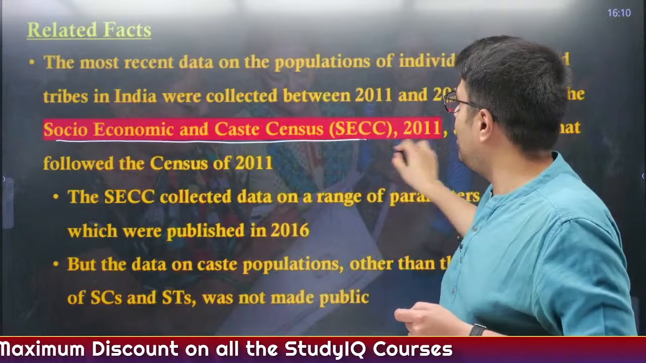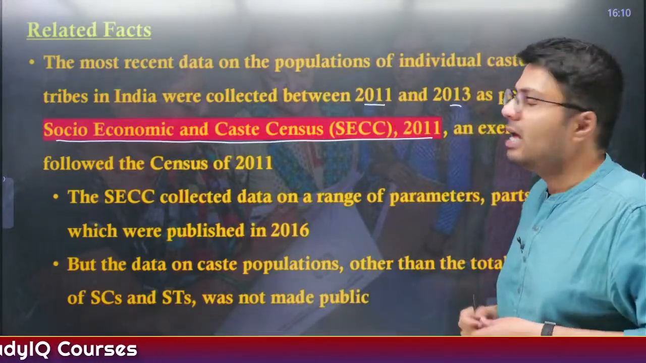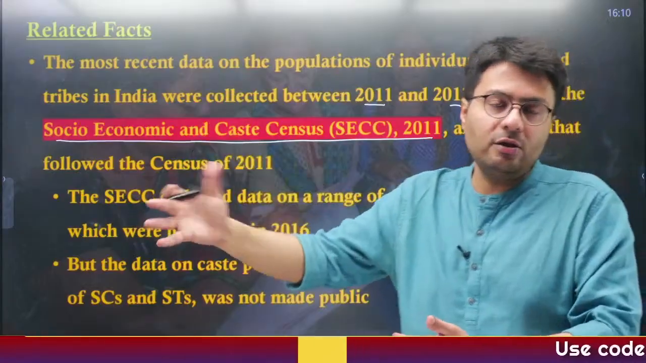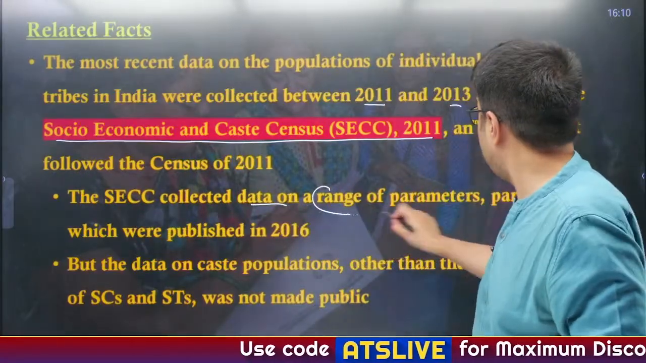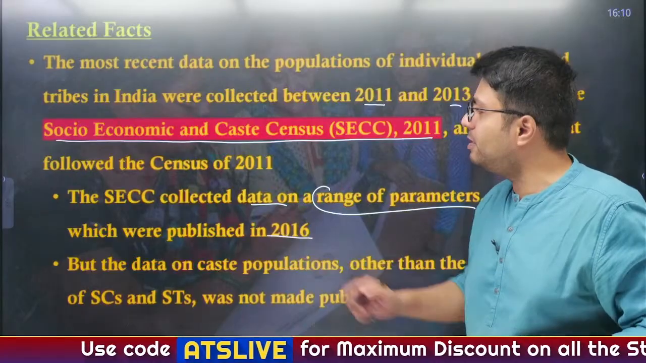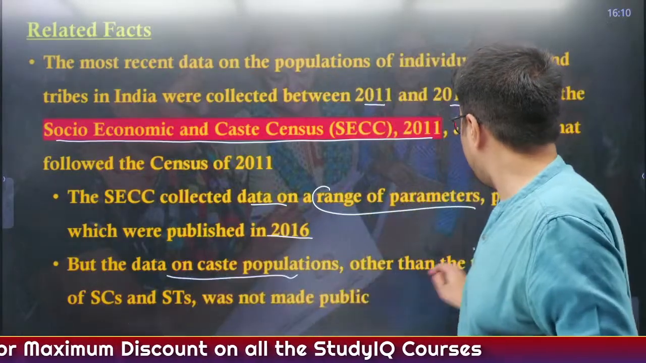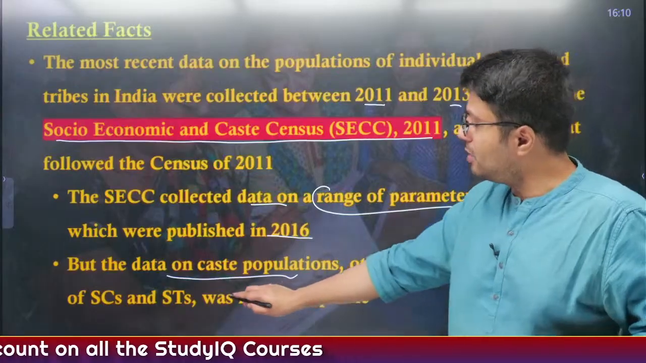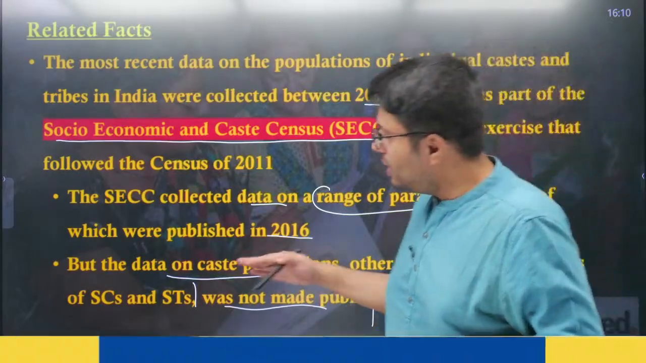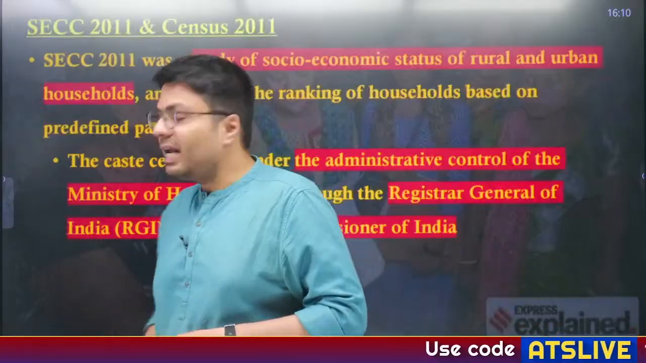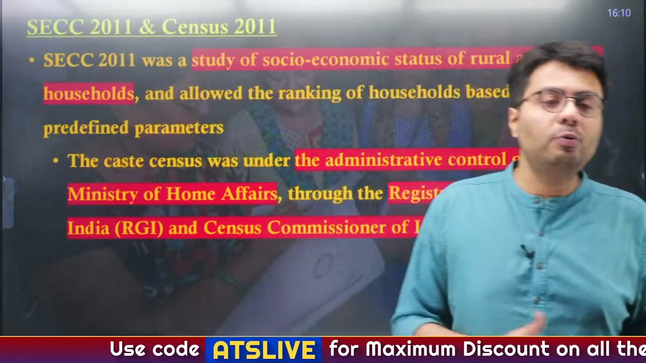Now, the most recent population level census data that India has, the government got that data from SECC 2011, which was conducted between 2011 and 13 as a follow-up exercise of the 2011 census. Now, SECC collected data on a range of parameters, parts of which were published in 2016, but the data on caste population other than those belonging to scheduled caste and scheduled tribe category was not made public. So although the government had the data, this data was not available to the public. That's why the government was stressed.